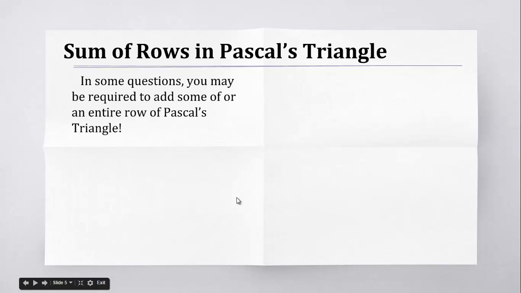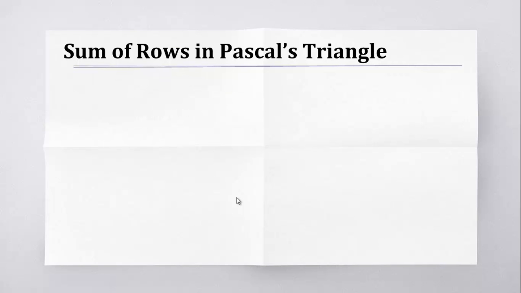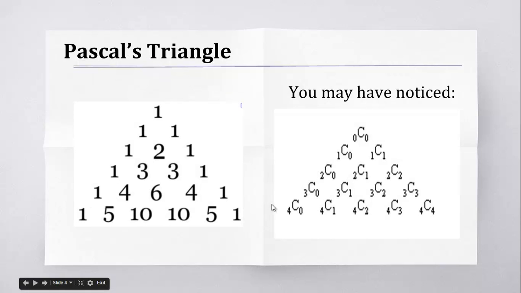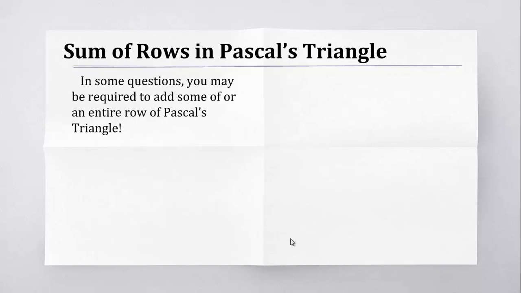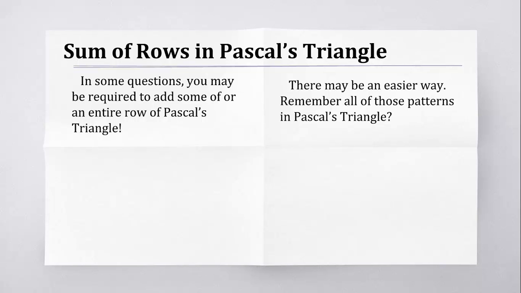Some of the rows in Pascal's Triangle might be helpful, and you can imagine from the warm-up, to add up an entire row. You're actually going to have some questions where you might have to write an entire row. And so there may be an easier way than just to evaluate every one of those combinations. So there's a lot of patterns in Pascal's Triangle. We did them in grade 11, and so it's useful to go back.